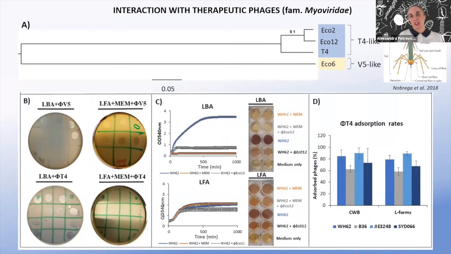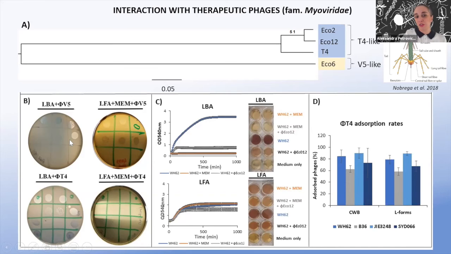So those were the reasons why we decided to investigate interactions between L forms and therapeutic phages. And for that purpose, we chose two well-characterized myoviruses. Two of them belong to T4-like phages, and ECO6 belongs to V5-like phages. And we used the already developed L-form media in double layer format to test if these phages have the ability to lyse L-form bacteria. So again, we used meropenem to induce the L forms under osmoprotective conditions.